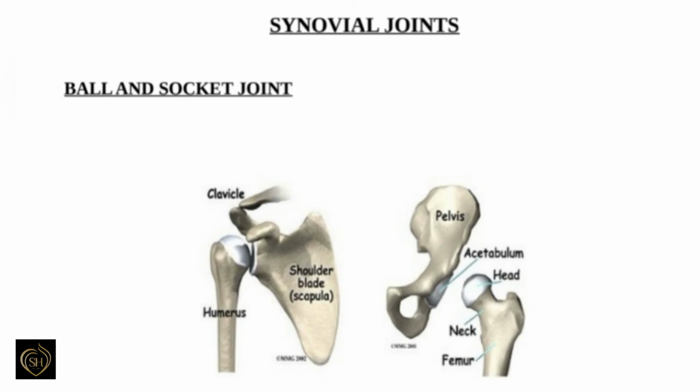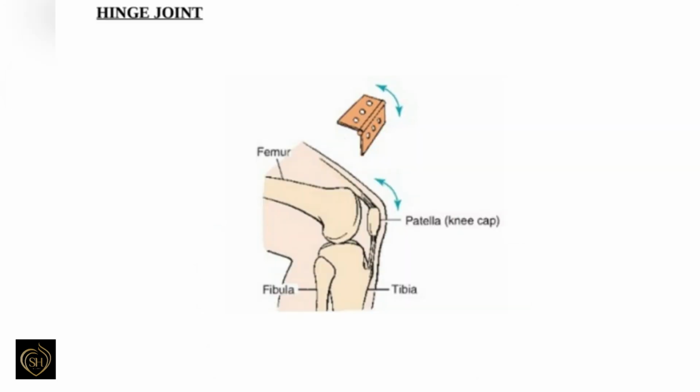In such joints, one of the bones forms a ball-like head while the other forms a cup-like socket into which the head fits. It allows the free movement of the bone with the ball-like head. Examples, shoulder joints and hip joints. Here you can see shoulder joints and hip joints.